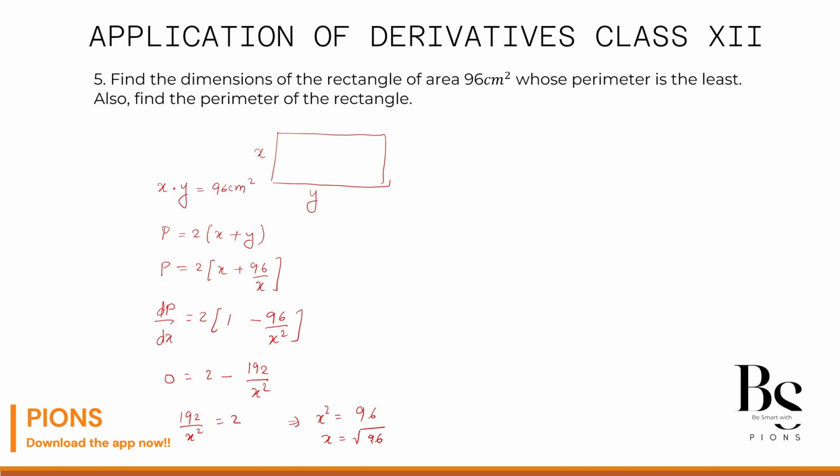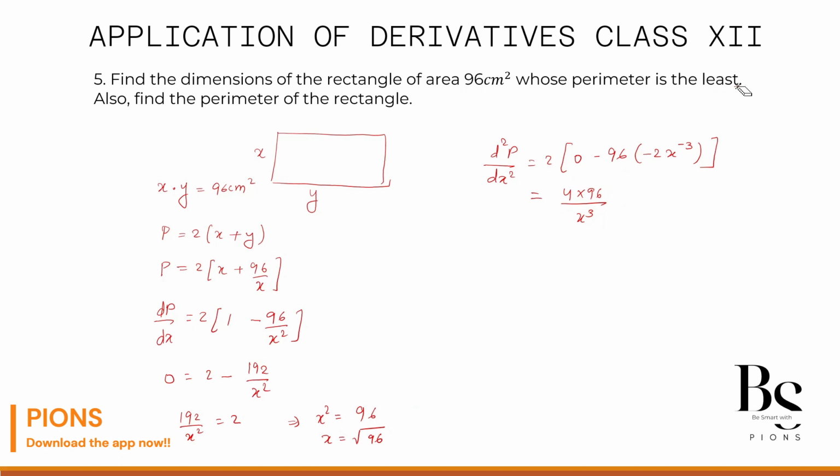Now let's see if it is least or not. How do you check if it is least or not? A double derivative. So let's differentiate this equation once again. So d square P by dx square will be equal to how much? 2 into derivative of 1, which is 0, minus 96 outside, and the derivative of 1 by x square, x to the power minus 2, is minus 2x to the power minus 3. Correct? And you can see here, minus minus plus, so 2 2s are 4, 4 into 96 upon x cube, and when you substitute x as root 96, that will give you of course a positive value. Since it is giving you a positive value, the perimeter is least, right?